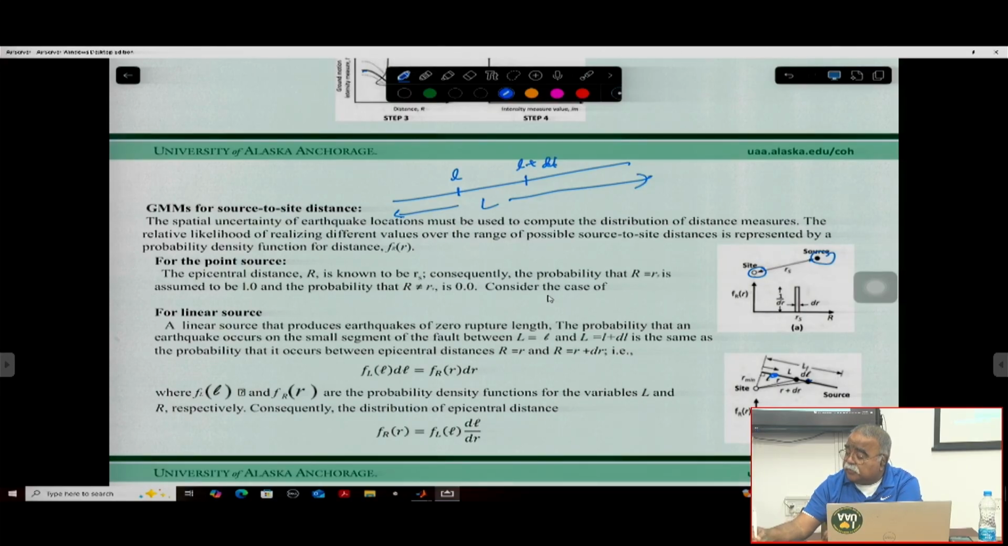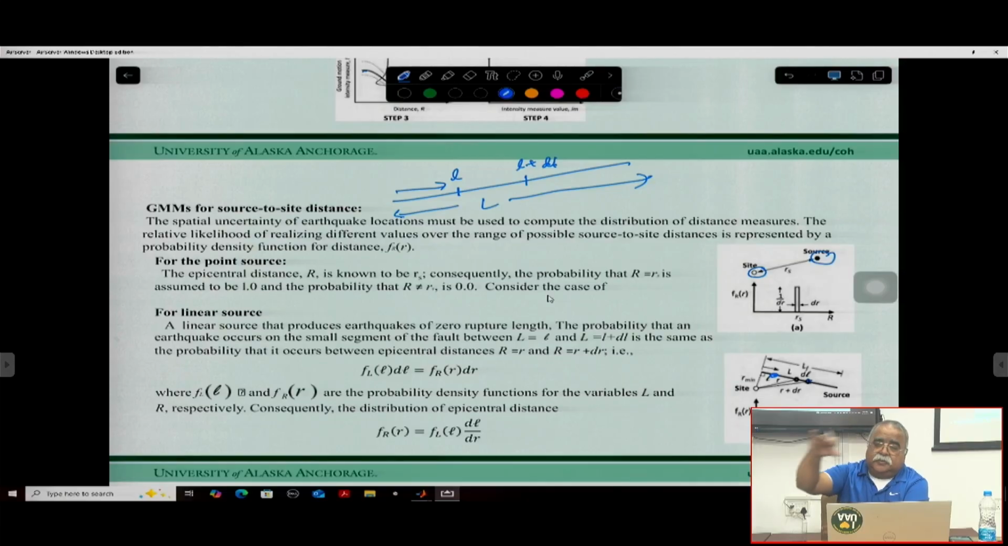So at a distance of L and L plus dl, we try to find out the probability, right? And this probability, let's see, can you see the things very clearly here? Okay, yeah. So from the site, this L distance is at the R, and L plus dl is equal to R plus dr, right?